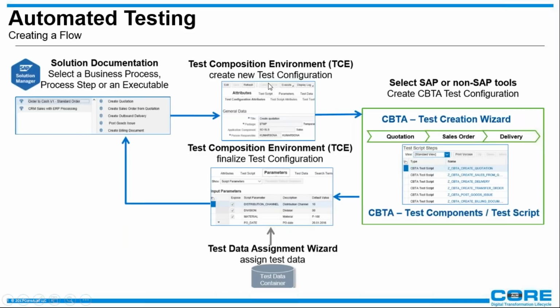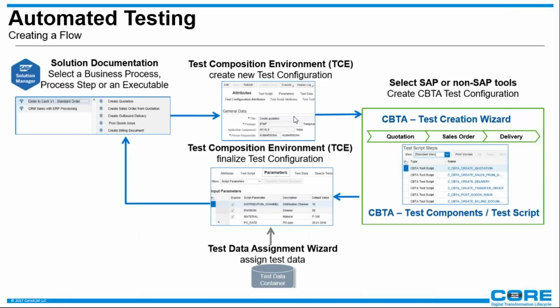So after the test configuration is built, there's a test composite. Once you have test configurations built, you can put many of those test configurations into a test composite, and this is especially good for end-to-end regression testing, which is a really important part of the testing operation.